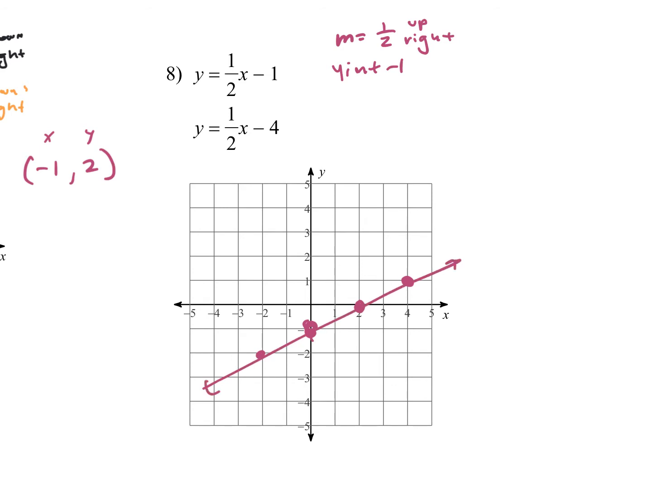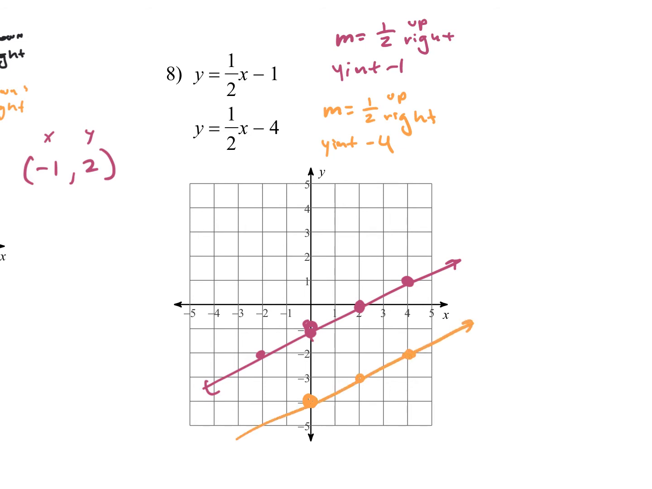For the next one, what's my slope? 1 over 2. What's my y-intercept? Negative 4. So I'm going to put a point at negative 4. And how do I do the slope of 1/2? Up 1 to the right 2. So up 1 to the right 2, up 1 to the right 2.